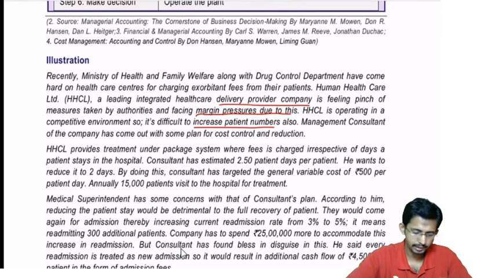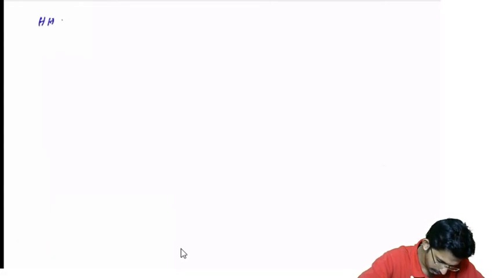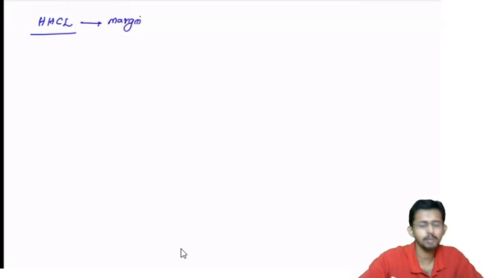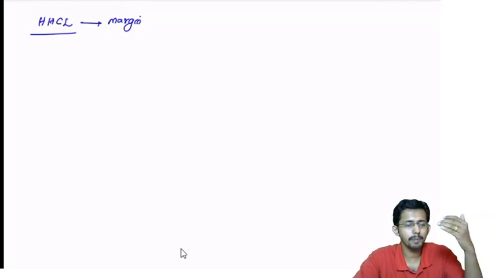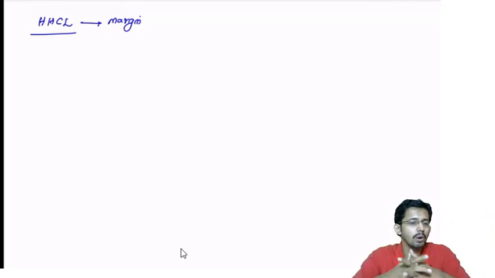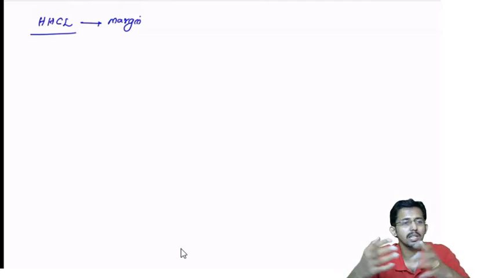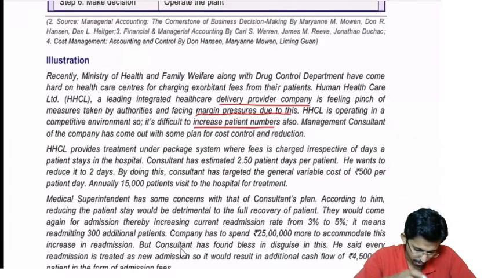So what's happening is the company HHCL is finding it very difficult on the part of margin, because the margins have been reduced drastically. The authorities have put a ban or a lot of control on charging exorbitant fees. So the company is not able to charge high fees from the patients, due to which the margin got affected or reduced.